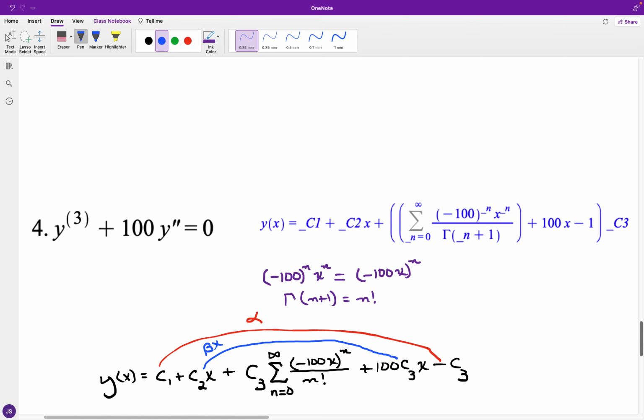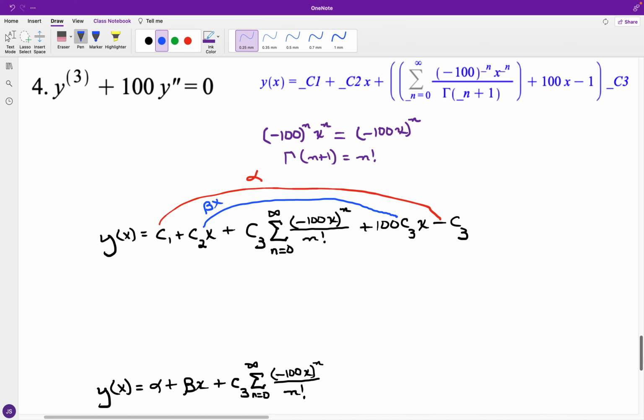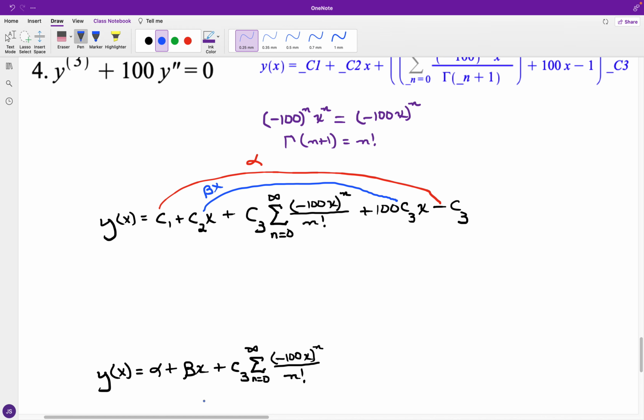And so in the rewrite, I'm going to have that y of x is equal to alpha plus beta x plus c sub 3 times our summation. So this is what we have in the power series representation. And for what we have in the case of the defining function, so we have for y of x, we have alpha, again, plus beta x, and then we're going to have plus c sub 3 times e to the negative 100x. And that will be the final result.